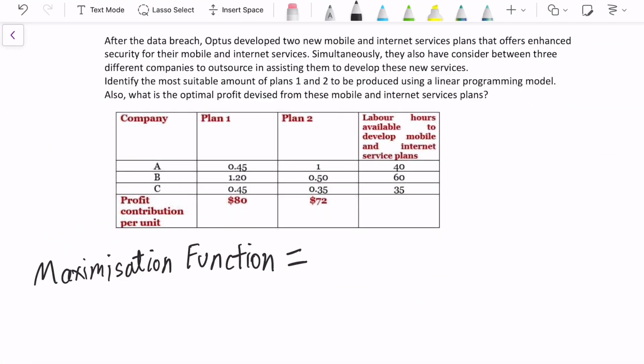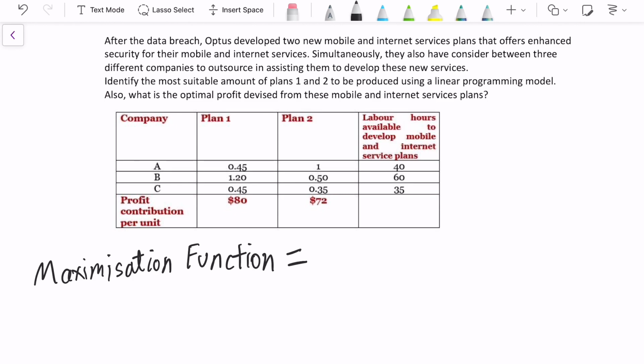In the second part, we will be discussing linear programming and profit optimization. Continuing with the Optus issue, after the data breach, Optus developed two new mobile and internet service plans that offer enhanced security. Simultaneously, they have also considered 3 different companies to outsource to, to assist them in developing these new services. We should identify the most suitable number of plans 1 and 2 to be produced using a linear programming model. We should also identify the optimal profit derived from these new plans.